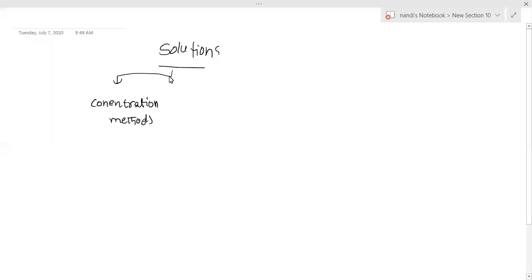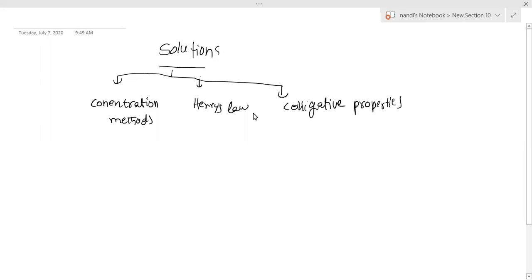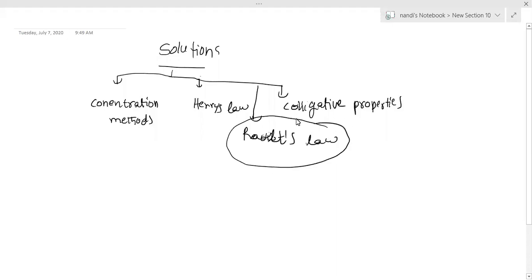And the second part here is Henry's law. After that, colligative properties. Before that one, we are discussing Raoult's law. So these are the concepts which we are going to discuss here.